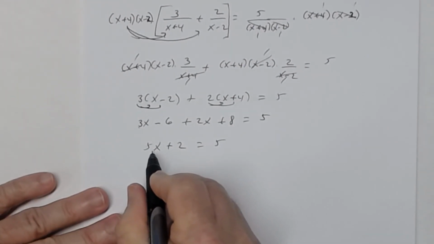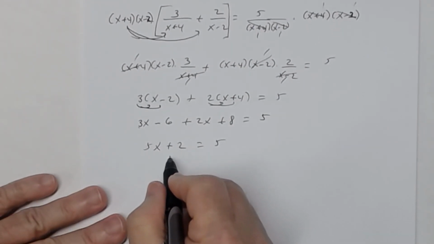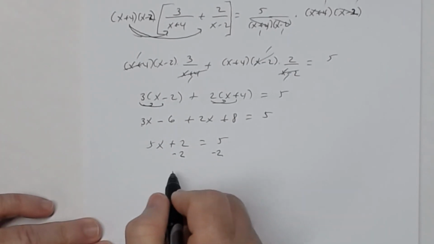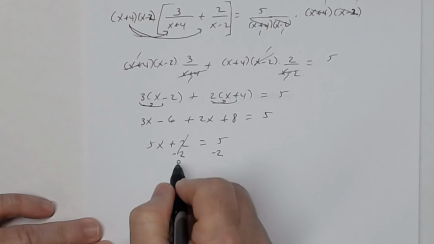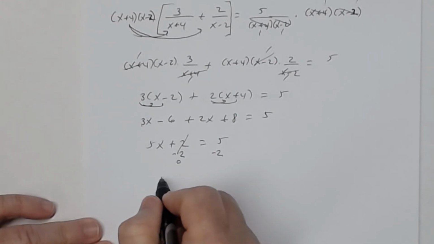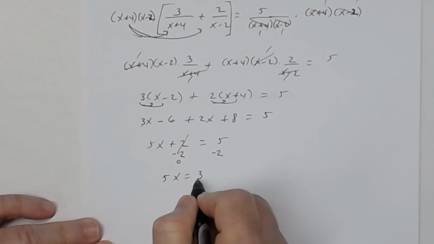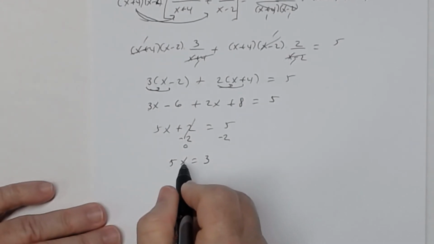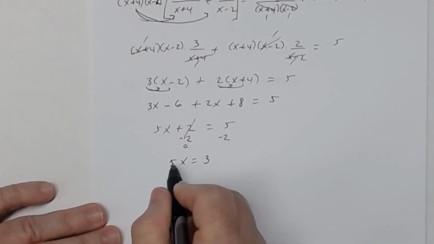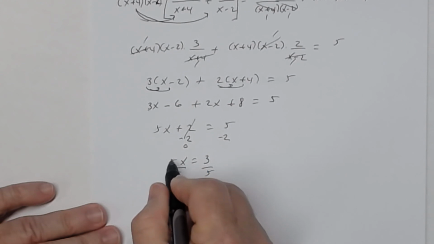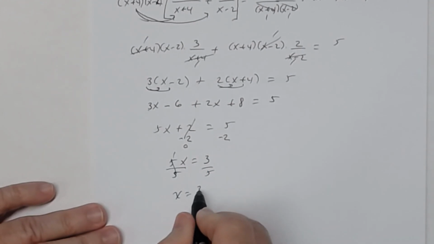And then to get 5x by itself, right now I'm adding 2. The opposite of adding 2 is to subtract 2 from both sides. Combining like terms, this is 0. 5x and 0 is 5x, equal, and 5 subtract 2 is 3. And then to get x by itself, notice you're multiplying x by 5. The opposite of multiplying by 5 is to divide by 5. And I get x to be 3/5.